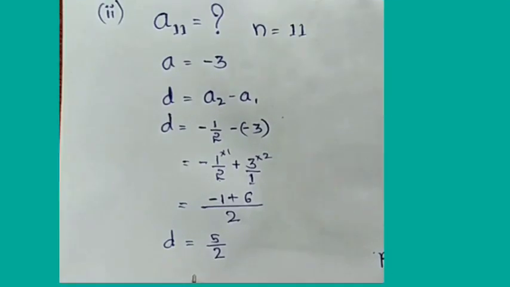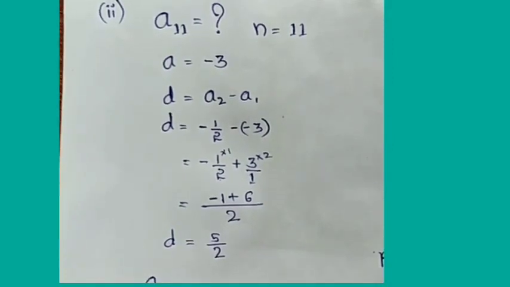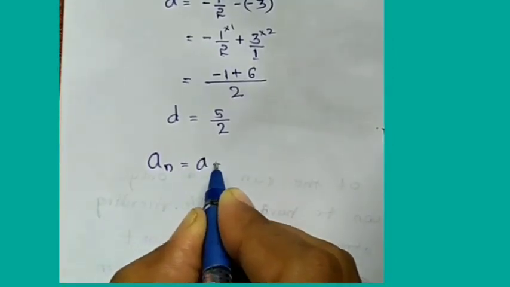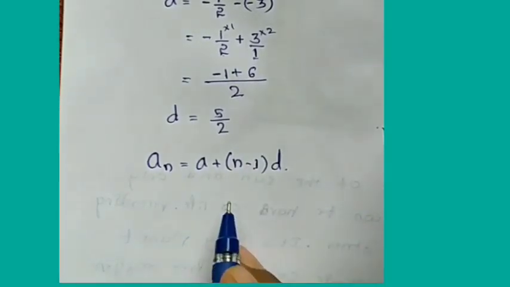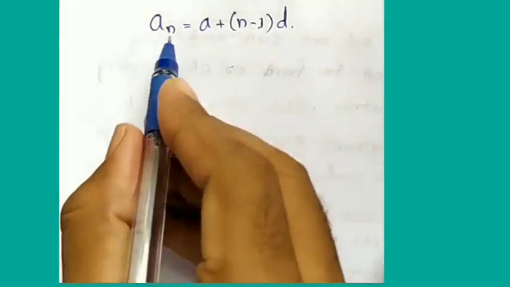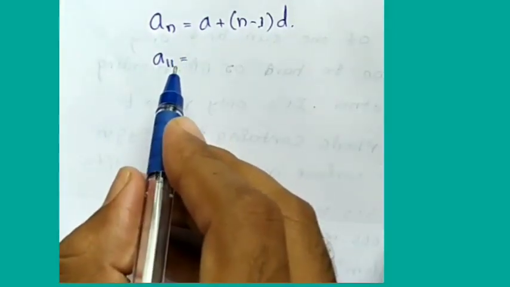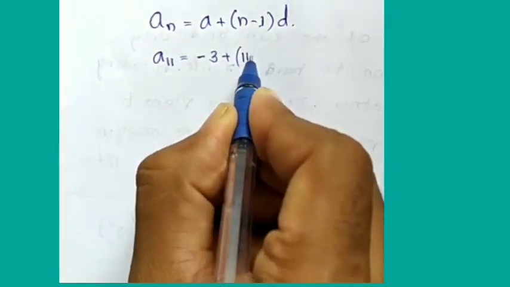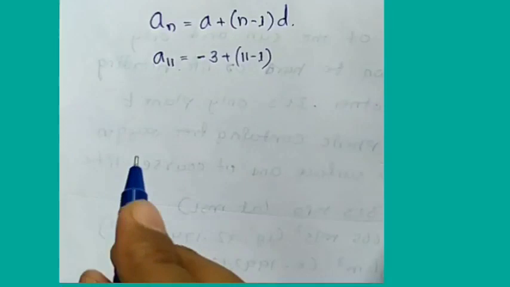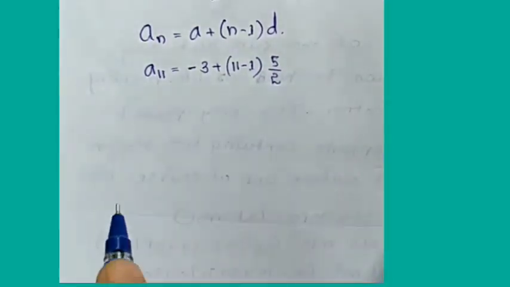Now what do you have to find? We have to find the A11th term. So we know the formula, AN equals A plus N minus 1 into D. Now put all the values in this. AN I will put as A11, because we are finding the 11th term. So A is already given as minus 3, plus N is 11 minus 1. Next, D we got as 5 by 2, like that only.